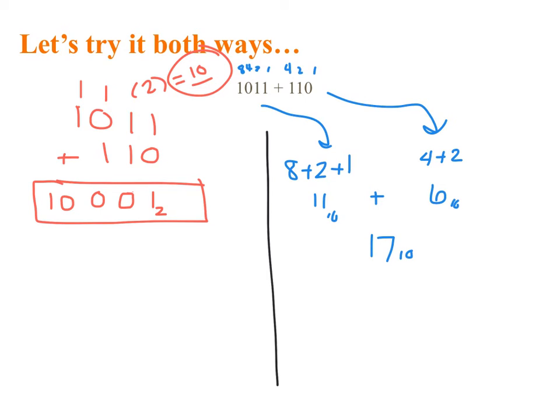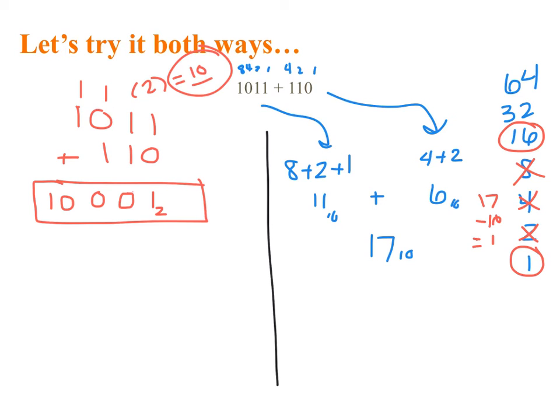Now, because I know what that number represents in base 10, I need to convert it back into binary. So I have to think about which powers of 2 I'm going to need. I can list out a couple of my powers of 2. I can then see that the first one I'm going to need is 16. And then if I do 17 minus 16, I'm left with just 1. So I won't need the 8, I won't need the 4, I won't need the 2, but I will need the 1. So my binary number will be 1, 0, 0, 0, 1. So if I convert this back into binary, I get 1, 0, 0, 0, 1 in base 2.